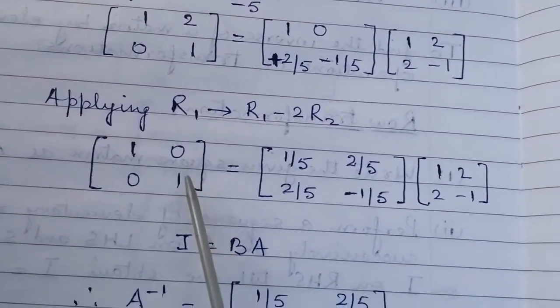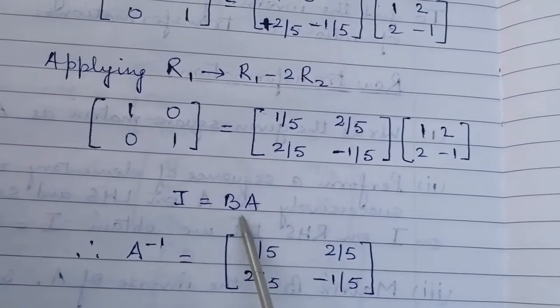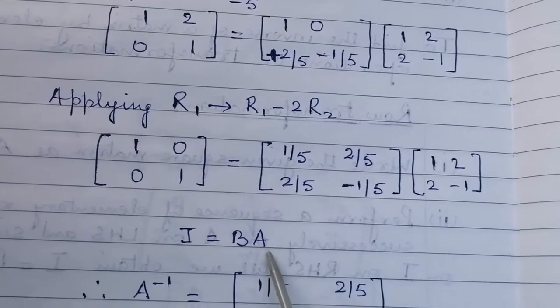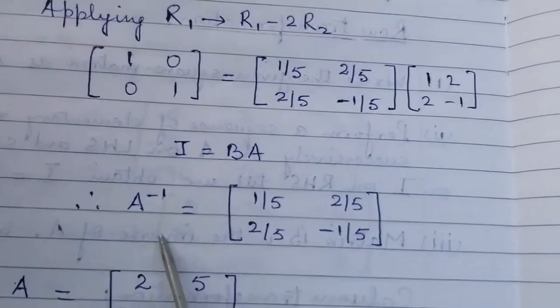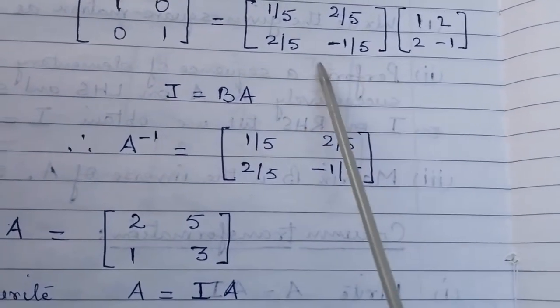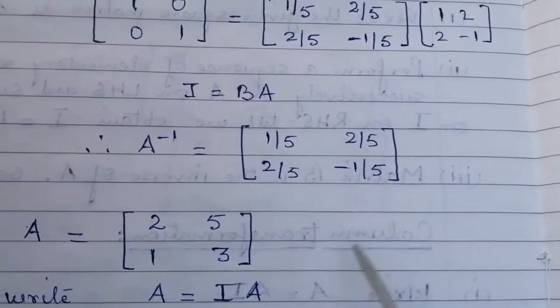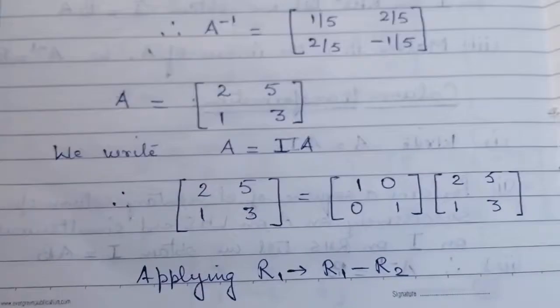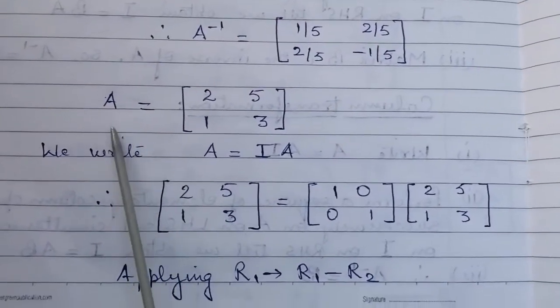So I have got something, I is equal to B into A. That means B is the inverse of A. Therefore, A inverse is equal to this matrix B: 1 upon 5, 2 over 5, 2 upon 5, and minus 1 upon 5. I'll give another example.